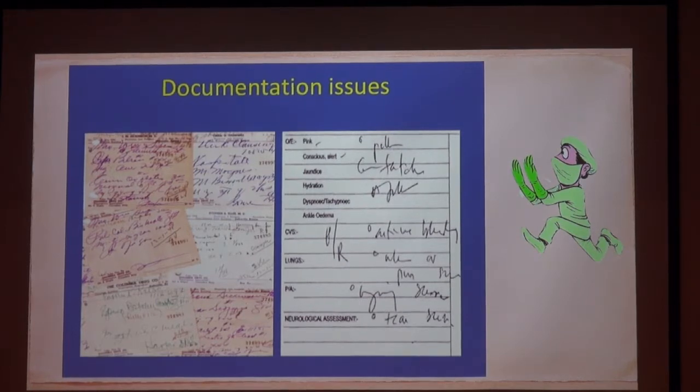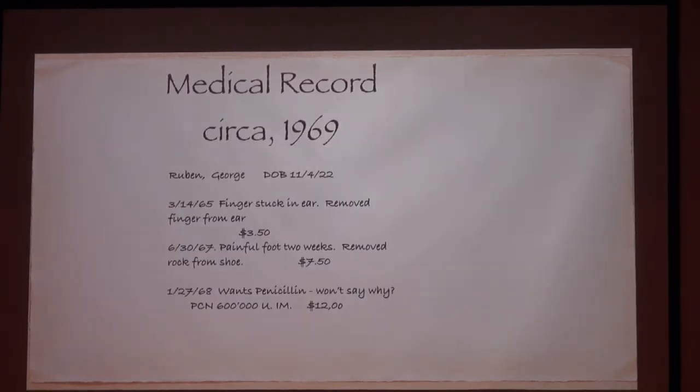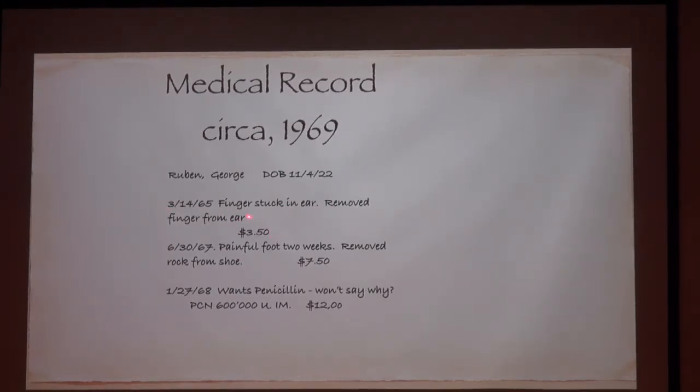All right, looking at the medical records, when I first got out of training, my first job was doing locums in a doctor's office, and here you can see what I found. And that's not legible. Can you read it? Nope. Chaotic, illegible. So this is a more appropriate medical record, although it doesn't say very much. We've got this patient by the name of George Rubin. He was seen in 1965 with a finger stuck in his ear. They removed the finger from his ear and it was $3.50.